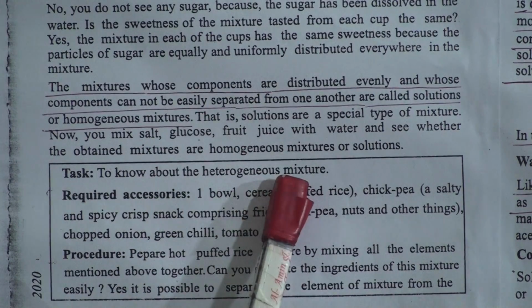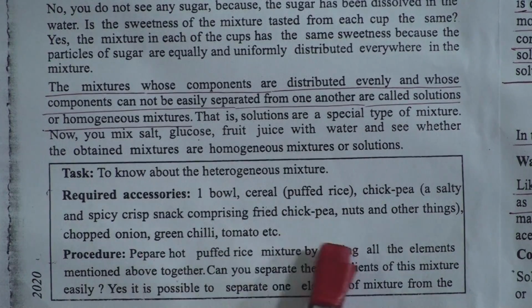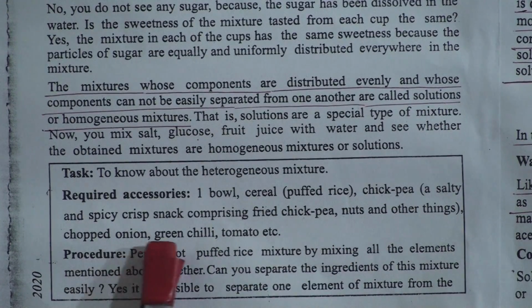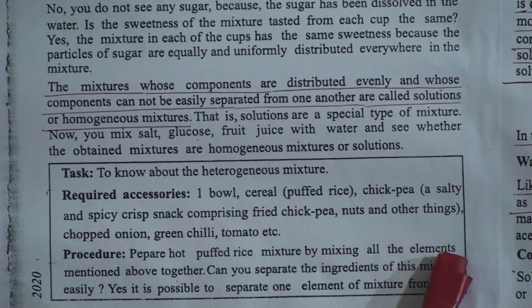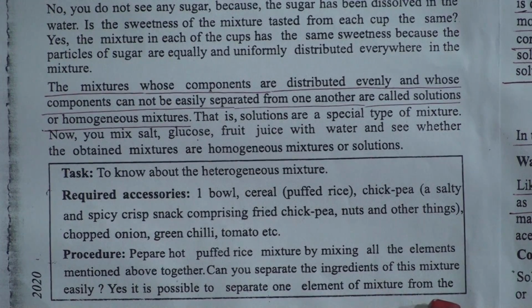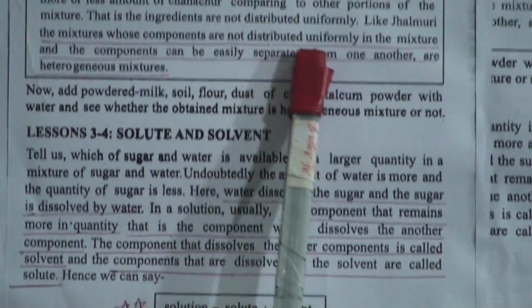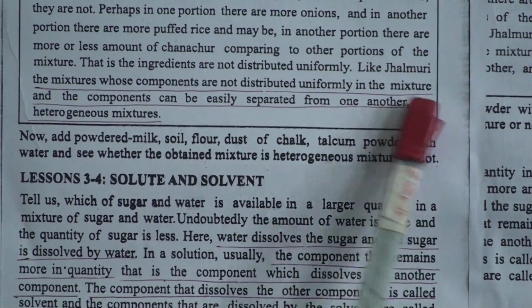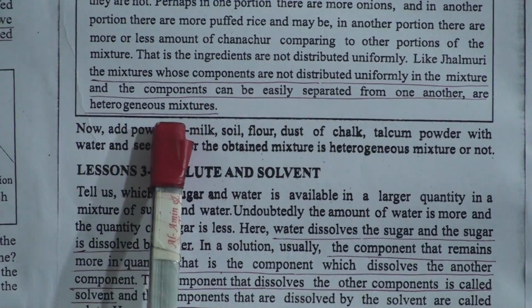To know about the heterogeneous mixture: take 1 bowl of puffed rice, chickpeas, then chopped onion, grilled chili, tomato, etc. Prepare hot puffed rice mixture by mixing all of the elements mentioned above together. Can you separate the ingredients of this mixture easily? Yes, it is possible to separate one element of the mixture from the other quite easily. That means the mixture whose components are not distributed uniformly and the components can be easily separated from one another are heterogeneous mixture.